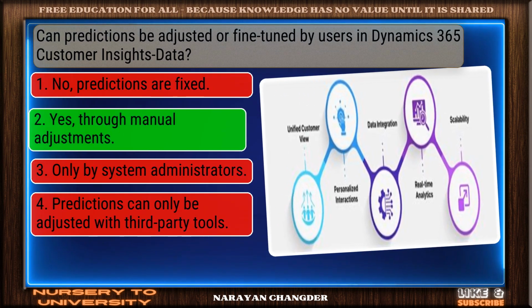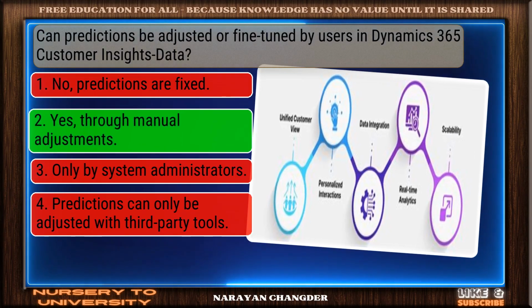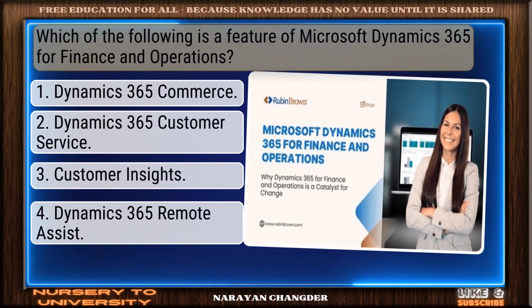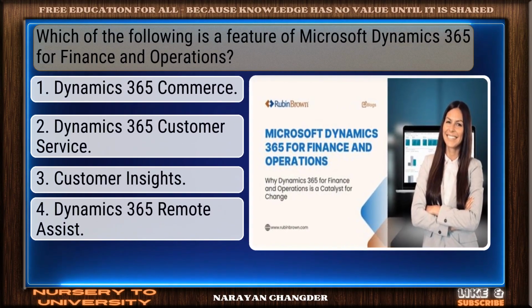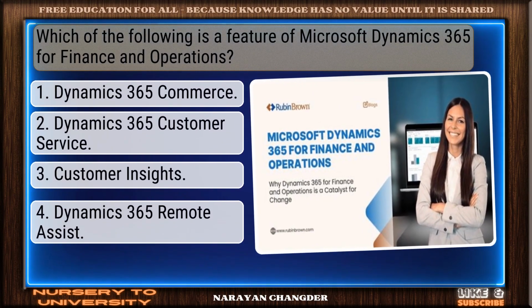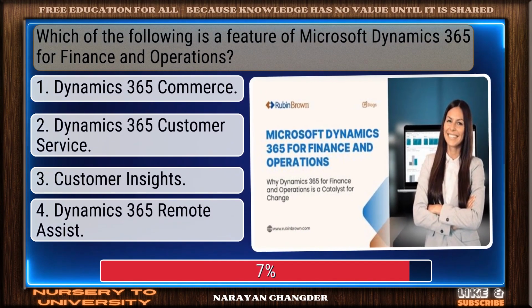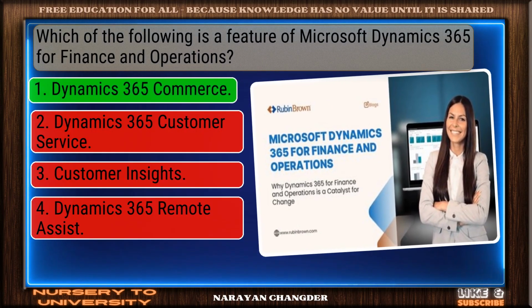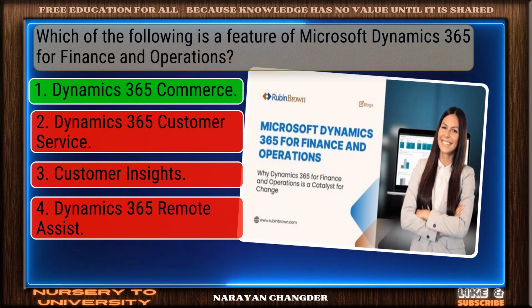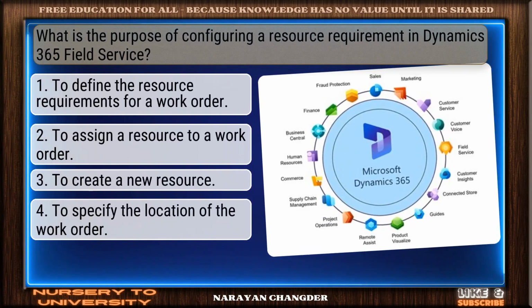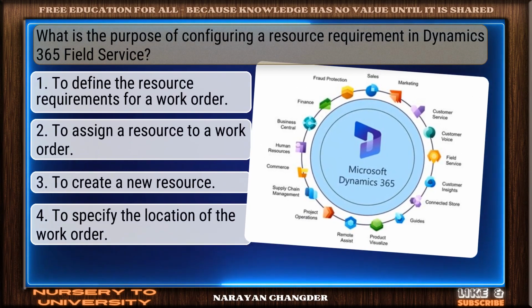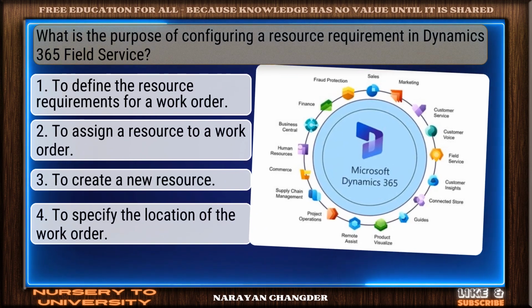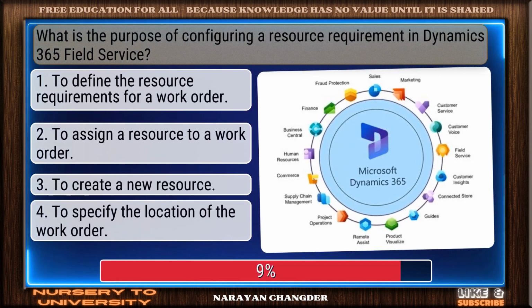Excellent. Yes, through manual adjustments is a brilliant choice. Question number 31. Which of the following is a feature of Microsoft Dynamics 365 for finance and operations? You got it. Your choice, Dynamics 365 Commerce, is right. Question number 32. What is the purpose of configuring a resource requirement in Dynamics 365 Field Service?